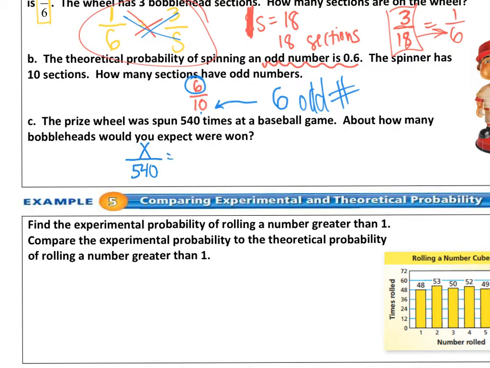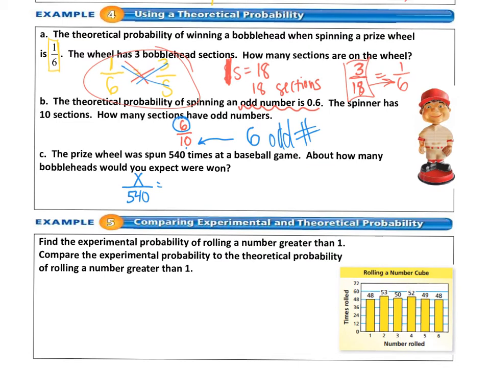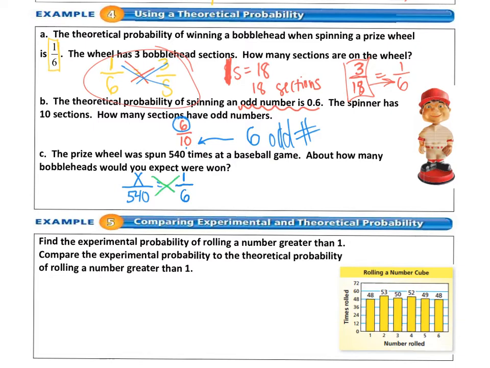So if we go back up to letter A, we have the theoretical probability of winning a bobblehead is 1/6. So we're going to use that same theoretical probability of knowing that for every 6 times you spin the wheel, one of those times you would get a bobblehead. So we're going to set up this proportion, cross multiply. So we get 6x is equal to 540. Divide both sides by 6, and get x is equal to 90. So we would expect 90 times out of those 540 to get a bobblehead.